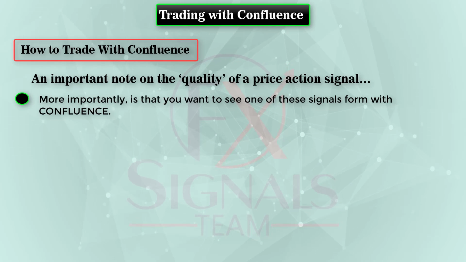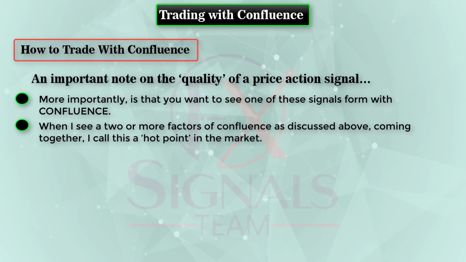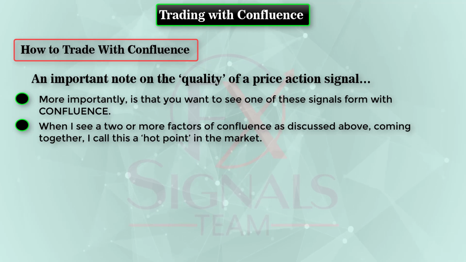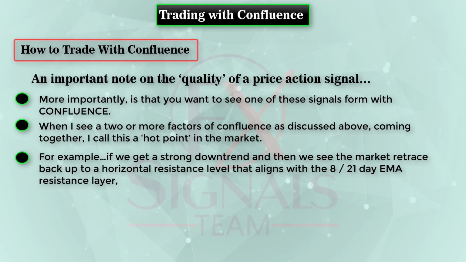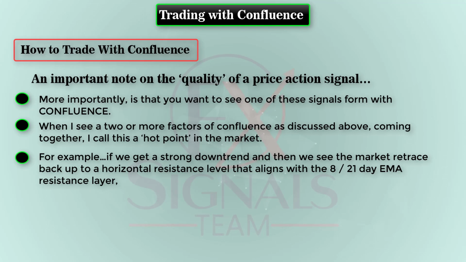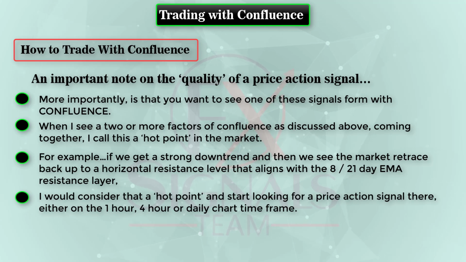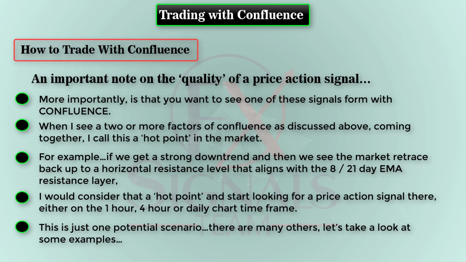More importantly, you want to see one of these signals form with confluence. When I see two or more factors of confluence as discussed above coming together, I call this a hot point in the market. For example, if we get a strong downtrend and then we see the market retrace back up to a horizontal resistance level that aligns with the 8/21-day EMA resistance layer, I would consider that a hot point and start looking for a price action signal there, either on the 1 hour, 4 hour or daily chart time frame. This is just one potential scenario. There are many others. Let's take a look at some examples.